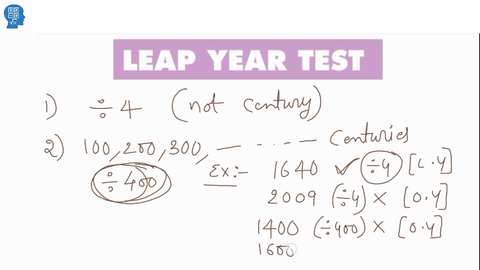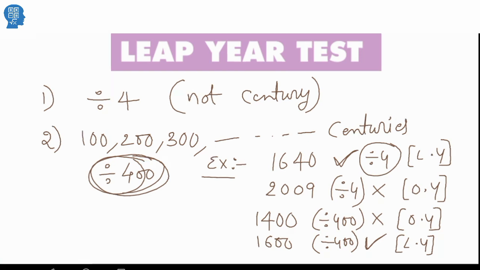Next example. 1600. So it is a century. Why? Because I am seeing here the last two digits are zeros. So I want to divide this one by 400. Then I am getting it is completely divisible by 400. So it is called a leap year. So hope you understand how to identify a leap year. Very simple. If it is not a century, just divide by 4. If it is a century, just divide by 400. That's all. After this, we are going to see problems.